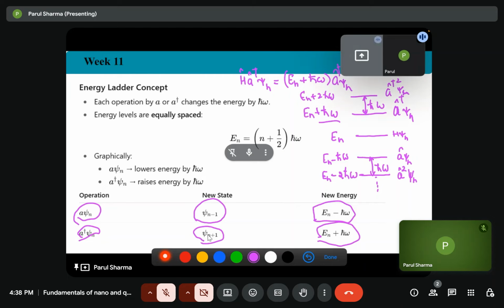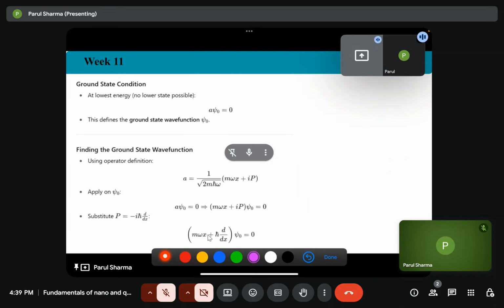Now we want to find out the ground state energy and the wave function of the harmonic oscillator. So if we are operating A on psi naught, it will give us 0, because there is no state below; if we are already in the ground state, we can't go below that.